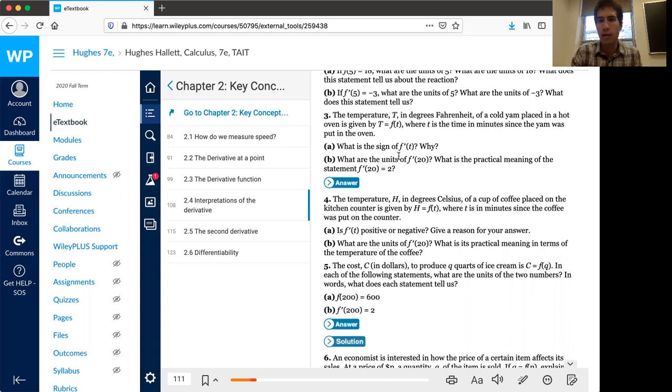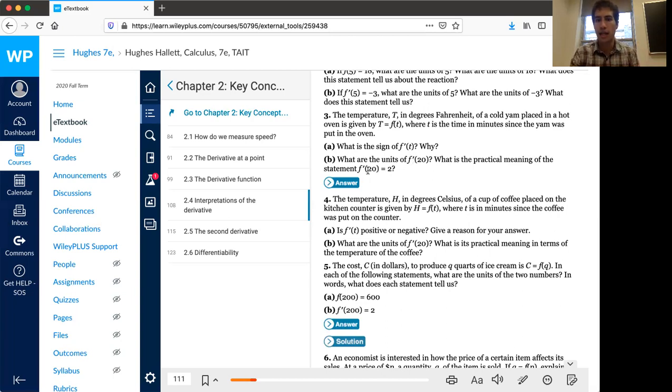And okay, so then what are the units of f prime of 20? So f prime of anything, the derivative is measuring the change in temperature over time, right? So the units are going to be degrees Fahrenheit over minutes, right? So the capital T is measured in Fahrenheit, little t is measured in minutes. And so the units are going to be degrees Fahrenheit over minutes.